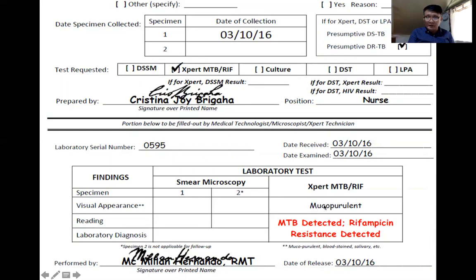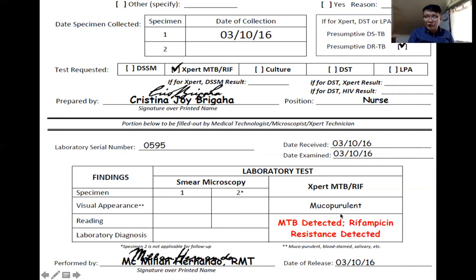In this sample, this is mucopurulent. And then the medical technologists are going to indicate the reading or the result of your MTB-RIF, and it should be written completely, just like in this case: MTB detected, rifampicin resistance detected. So RR detected. If it is MTB not detected, they also have to write it.